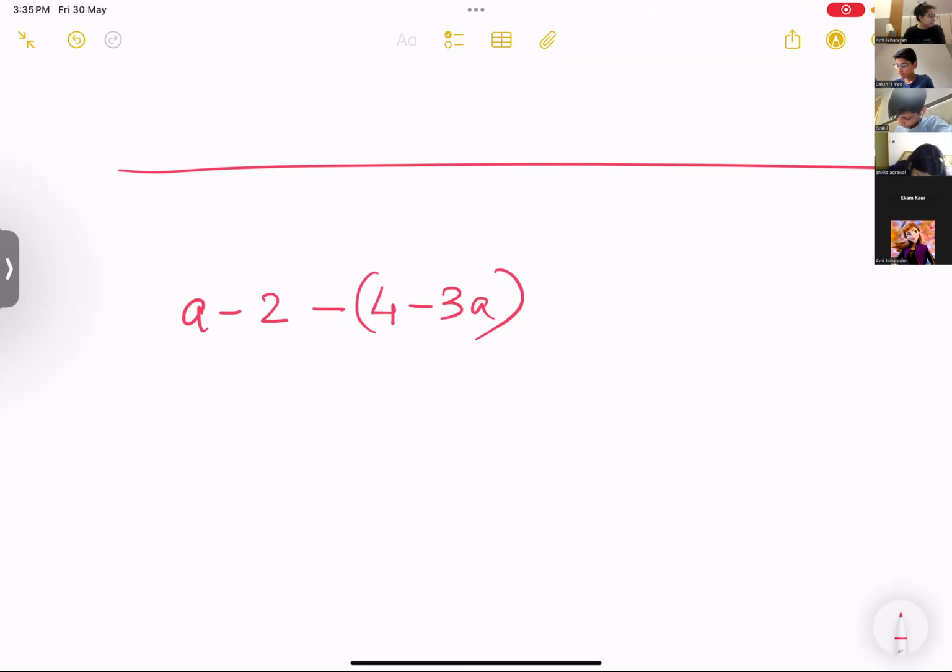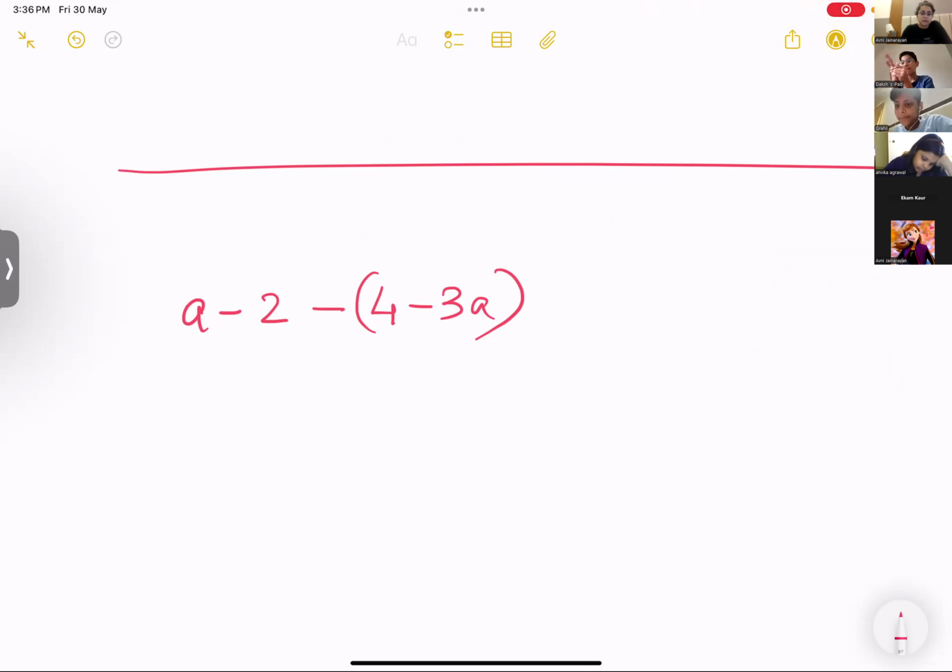Open the bracket. What did you do? You are writing -3? This is with -4 also, right? This minus is also with -3a, right? Where did the a go? Plus 3a. Yes, don't forget.